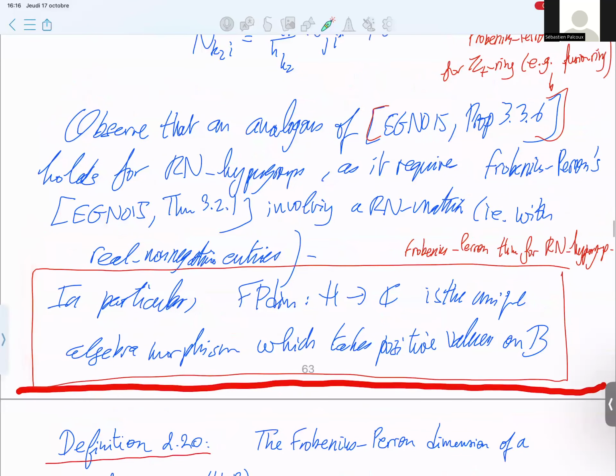But as I said, we can apply the Frobenius-Perron theorem, because it is a real non-negative matrix, a matrix with non-negative entries. So you can apply the Frobenius-Perron theorem, which is stated here in generality in the EGNO book, because it only involves real non-negative matrices and not integer non-negative integer matrices. But yeah, real non-negative is enough. Okay, so this is really an algebra morphism.